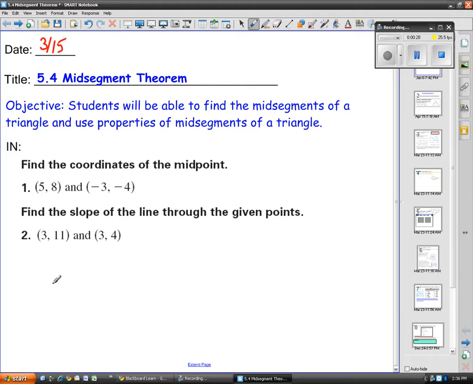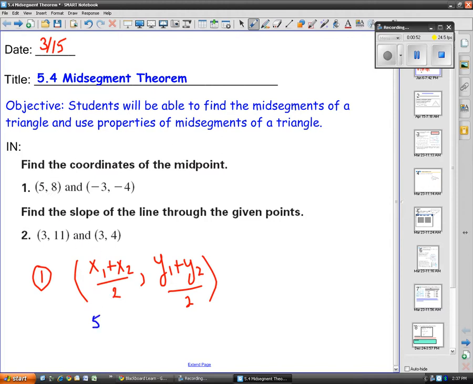For problem number 1, they're asking us to find the midpoint. The midpoint, if you remember, is x1 plus x2 divided by 2 and y1 plus y2 divided by 2. We will get an address for this because it's an ordered pair, the x's and the y's. So x's added together would be 5 plus negative 3 divided by 2, and the y's added together would be 8 plus negative 4 divided by 2.